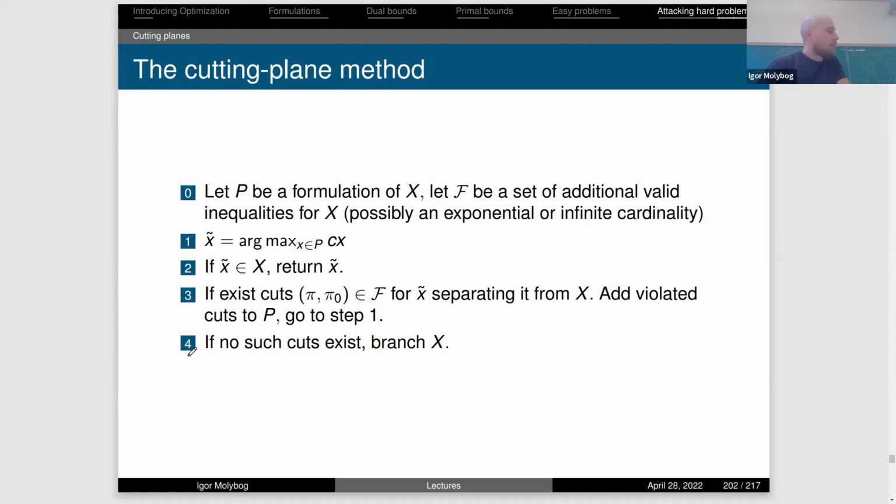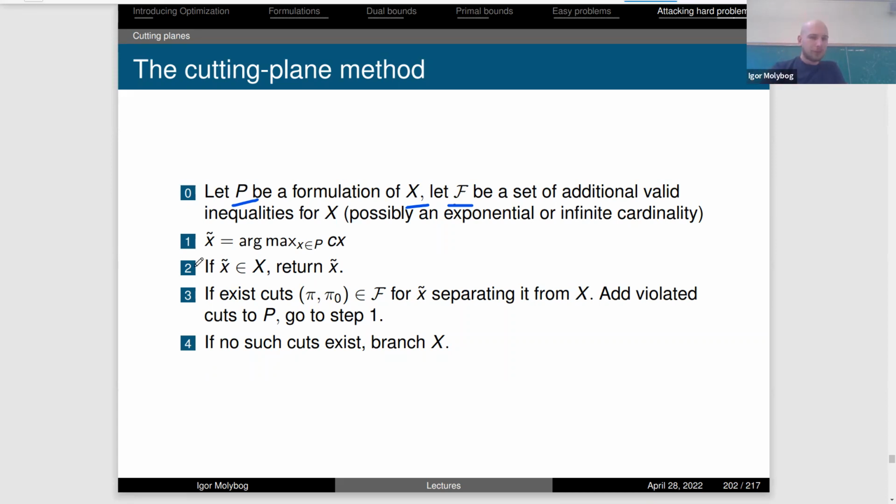Let's say that we have P as a formulation for X, and we have curved F as the set of additional valid inequalities for X, possibly of exponential or infinite cardinality. For example, it could be the set of all valid inequalities for X. That could be an option too.